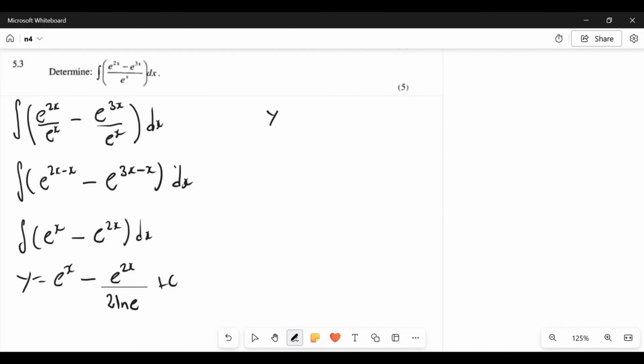So if you continue, I'm going to continue here on top. The answer is going to be e to the power of x minus e to the power of 2x divided by 2 plus c. That's it.